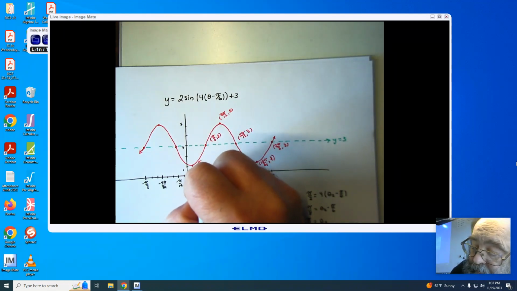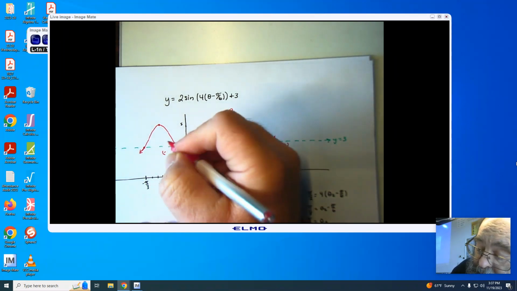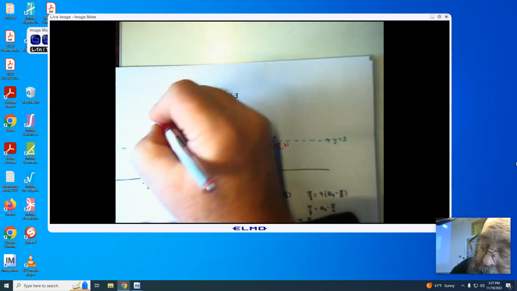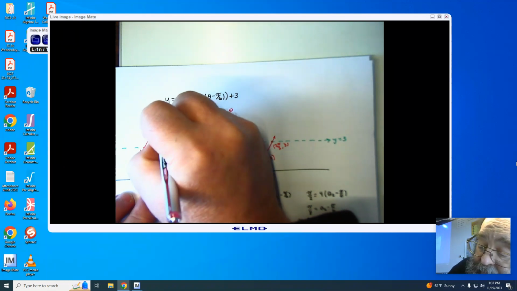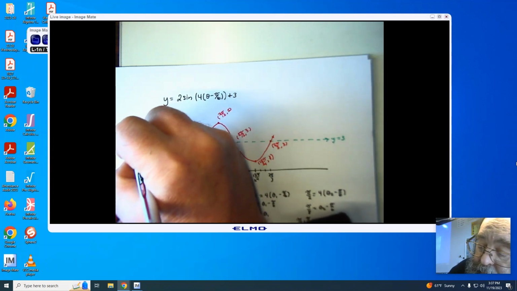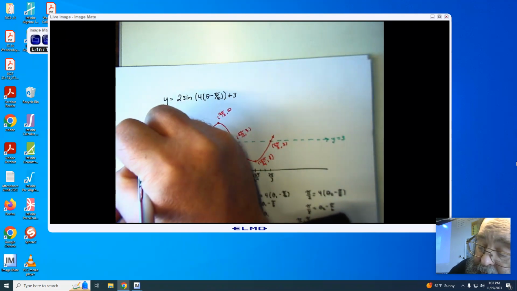Pi over 24 is 1. Negative pi over 12 is back to 3 again. Negative 5 pi over 24 is back up to 5. And negative pi over 3 is back to 3.